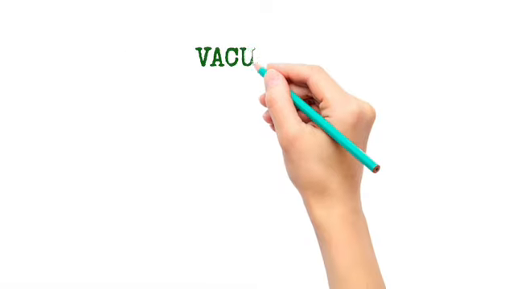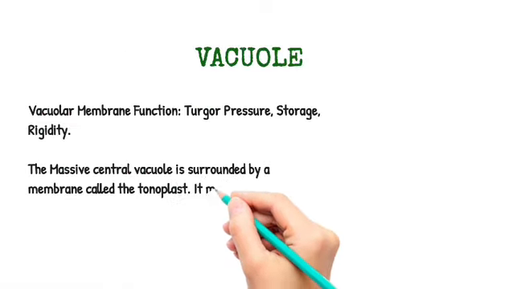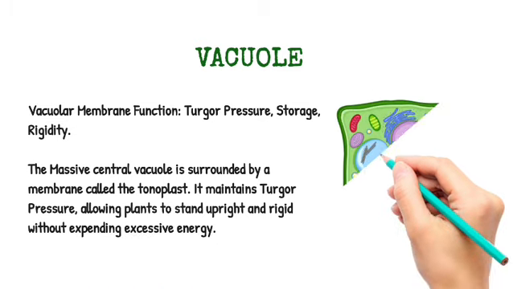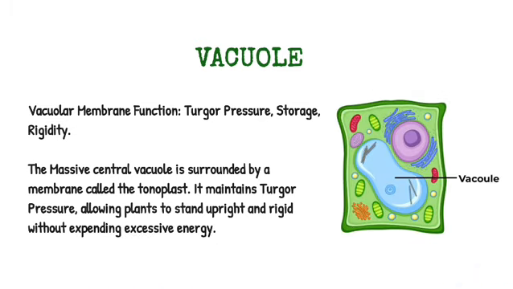Now coming to the vacuole, one of the most prominent structures in a mature plant cell is the central vacuole. It is surrounded by a membrane called the tonoplast. The functions include storage, maintenance of turgor pressure, pH regulation, waste sequestration, and pigment accumulation. A large vacuole allows the plant to maintain rigidity without expending excessive energy.